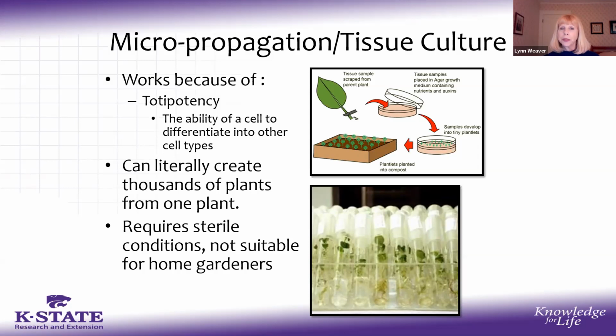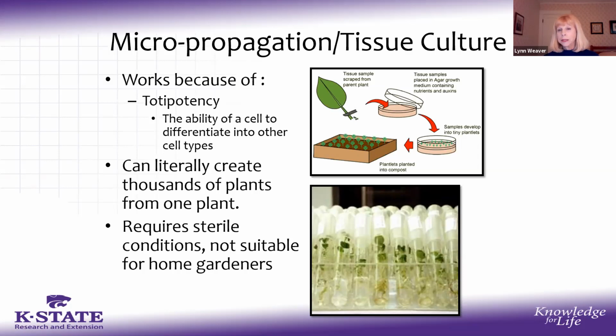How it works is a tissue sample is scraped from the parent plant and run through many rinsings with bleach water to make it as sterile or as clean as possible. Then those tissue samples are placed in an agar growth medium containing nutrients and auxins, which are plant growth hormones. So the first solution they put it in is a solution favoring leaf and shoot growth.